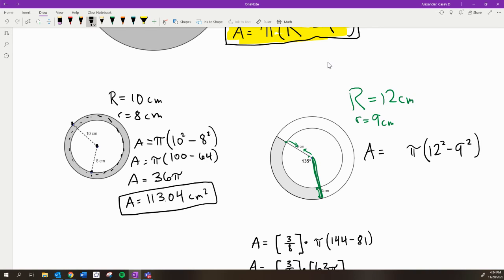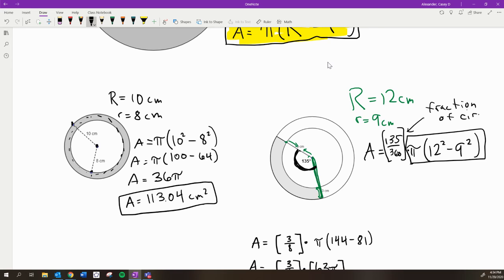But I got a little trickier because what I did was I said, let's not find the whole annulus. Let's find some fraction of that annulus. And remember that if we want a fraction of a circle, we can model that fraction by using the central angle over 360 degrees total, because that's the entire rotation. So this is the area of the annulus, and I can multiply it by the fraction of the circle that's actually shaded in. And then you just have to be able to chug through on a calculator.